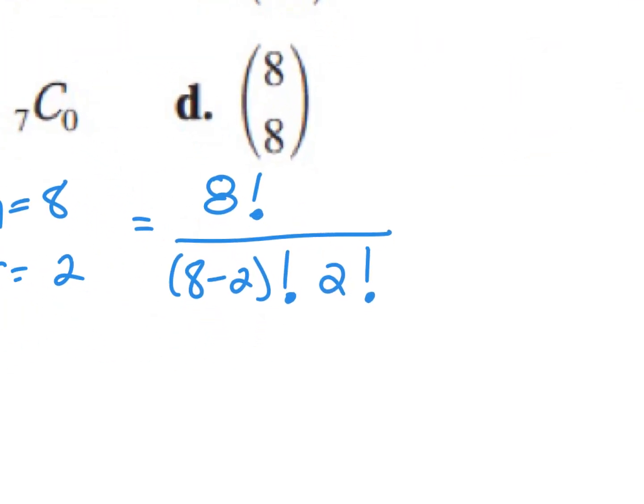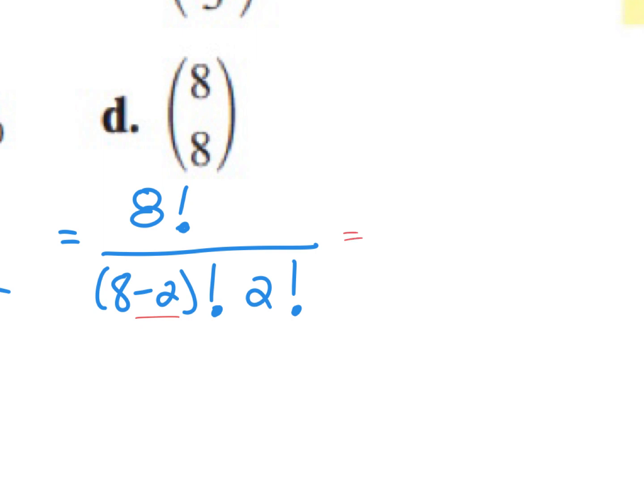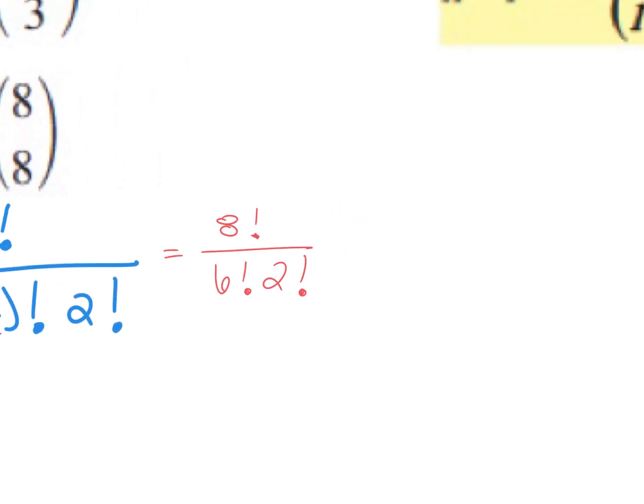Somebody last period said, do you distribute the factorial? No. What do you do first? The 8 minus 2. So we're going to simplify. You have 8 factorial over, what's 8 minus 2? 6 factorial times 2 factorial. Can I multiply 6 times 2 and say that's 12? No. Good. All right, we're going to simplify a little more.